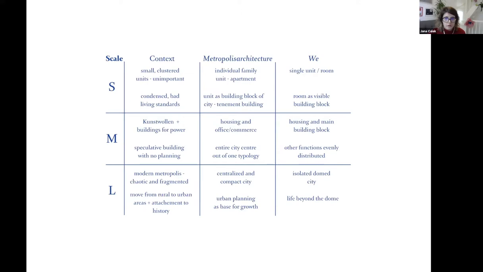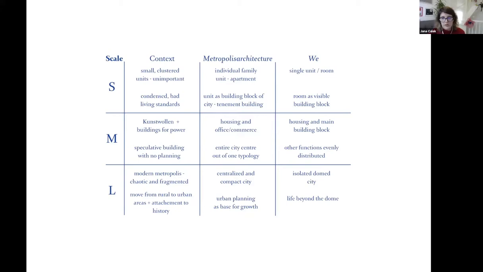Each social scale has its spatial counterpart, which embodies the environment in which the social forms take place. So the small scale, as I said, focuses on the habitus and the immediate surrounding of the individual, such as the house or the apartment. The medium scale investigates more complex forms of architecture, encompassing not only housing, but various types of public buildings and spaces intended for human interaction. And lastly, the large scale investigates the city, either as a confined, bounded whole, or as an endless system of repetition.